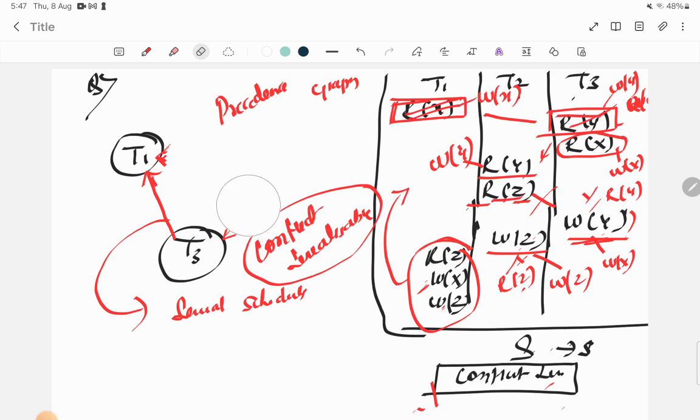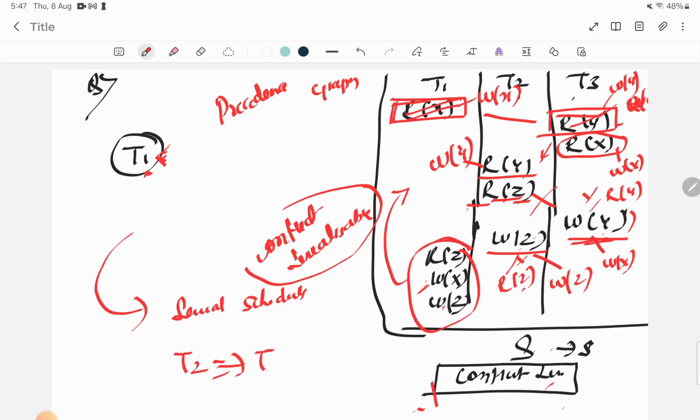If it is removed, the edges will also be removed. We are going to remove this one and write here T2. Now what will be the next node whose in degree is 0? You can see the in degree of T3 is 0. So we are going to remove this one and write here T3. Next T1, the in degree is 0. So we are going to write T1.